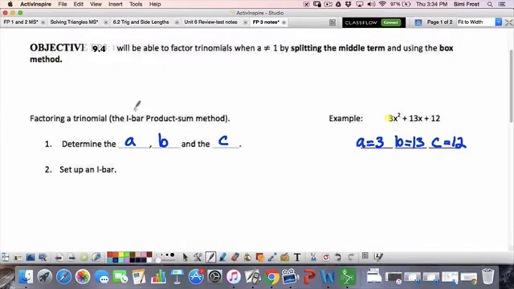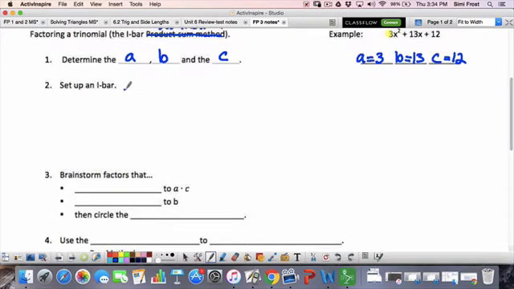Okay, so now we're going to set up an I-bar, and this still says just the I-bar, but yours is going to say the I-bar and box method. And so we'll get to the box method. It's just an extension. Okay, set up an I-bar. So we've practiced this, but an I-bar, just so we have it again in our notes, is going to have A times C on top and B on the bottom. And then all of this in the center is just to brainstorm some factors.